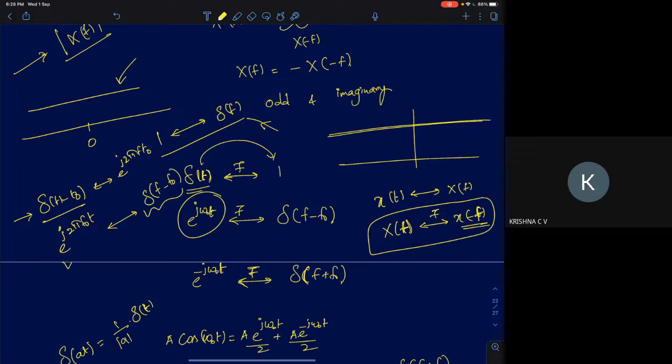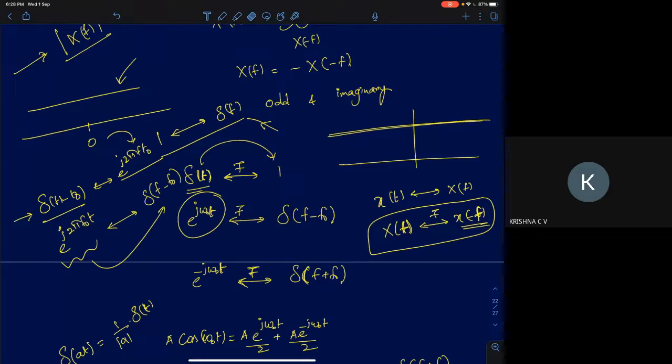E power j 2 pi f naught t is a sinusoid. It's a complex sinusoid, but still a sinusoid, which means it has energy at only one frequency. So that's why the Fourier transform is given by delta of f minus f naught. Okay, so if you have a shifted impulse in time domain, in frequency domain you get a complex sinusoid. In time domain, if you have a complex sinusoid, you will get a shifted impulse in frequency domain.